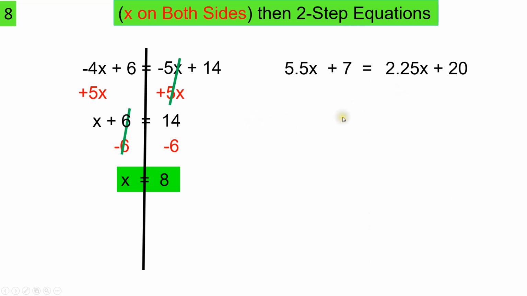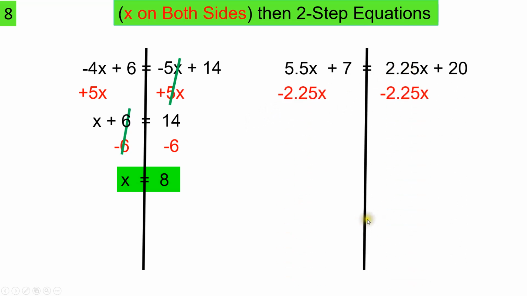Ooh, decimals. Ooh, you have calculators. Okay, so I want to get rid of the small one, so I subtract 2.25x from both sides, right? This one becomes 0. This one here becomes 3.25x. And then you bring down the 7 and the 20.